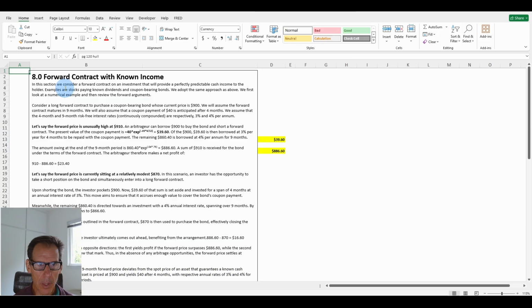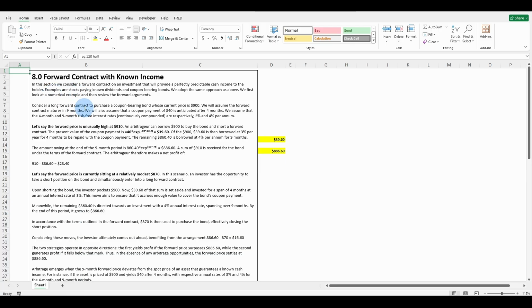In this section, we consider a forward contract on an investment that will provide a perfectly predictable cash income to the holder. Examples are stocks paying known dividends and coupon-bearing bonds. We adopt the same approach as above. First, look at numerical examples and then review the forward arguments.